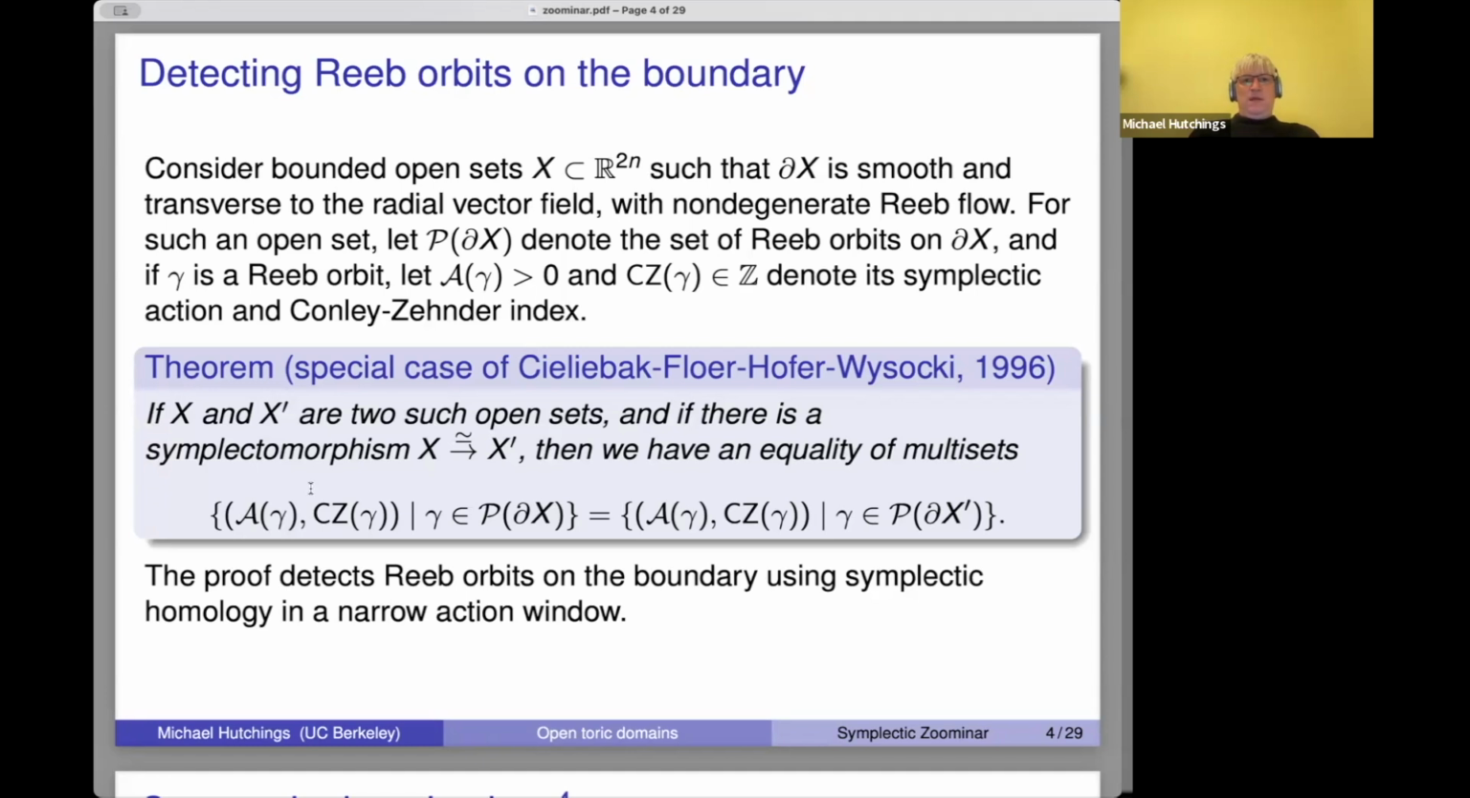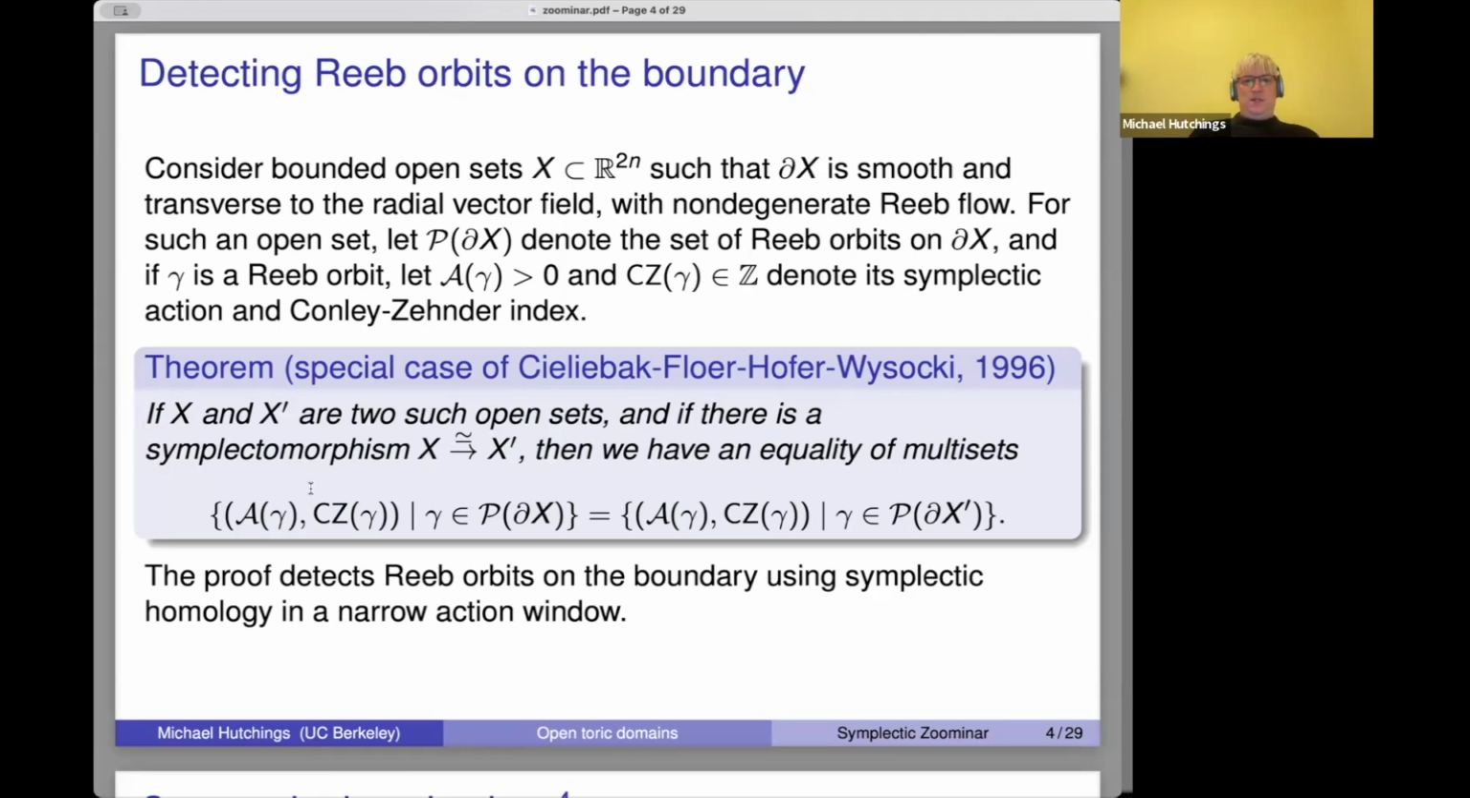The idea of their proof is they look at symplectic homology in a narrow action window. So you look at the subcomplex of symplectic homology where there's some upper bound on the action of Reeb orbits that you allow, and then you mod out by, or throw away, Reeb orbits with slightly smaller action. That homology can see which Reeb orbits exist with action in that narrow window, and it's also graded, so you see the Conley-Zehnder indices of the orbits.